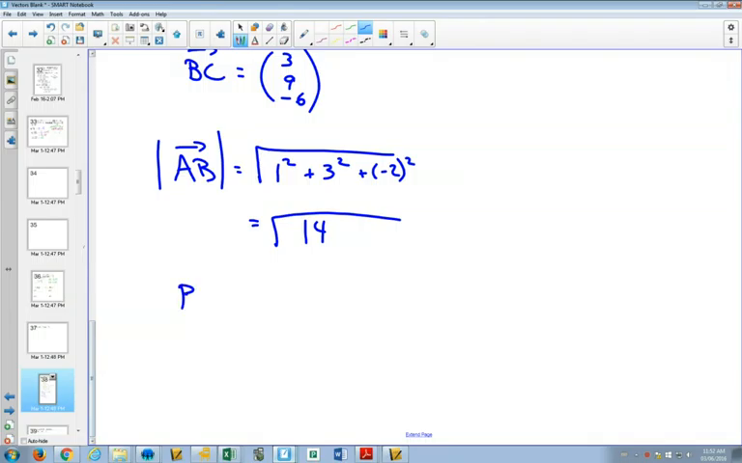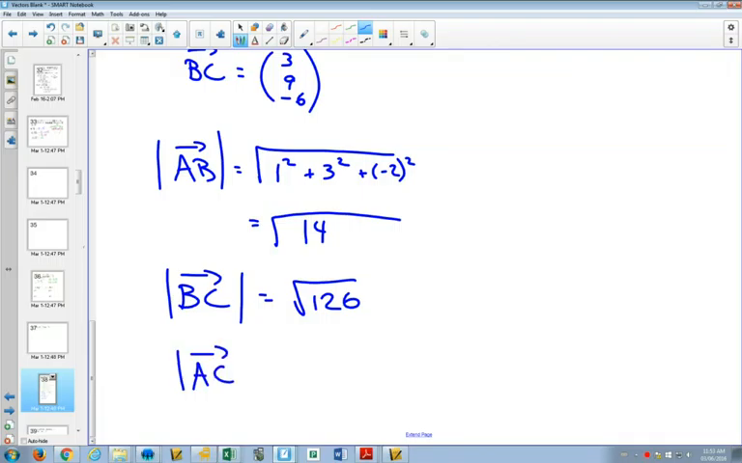If you're okay with me doing some quick mental math here, you could do the same thing with b to c. You would find out that b to c is the square root of 126. And if you did the same thing for a to c, you would find out that it's the square root of 224.